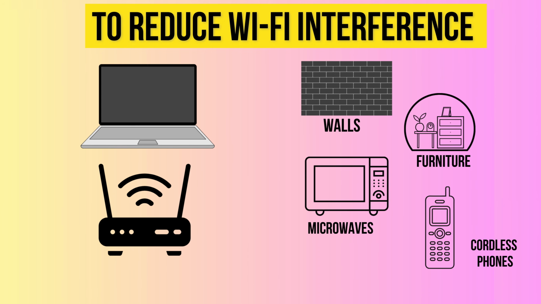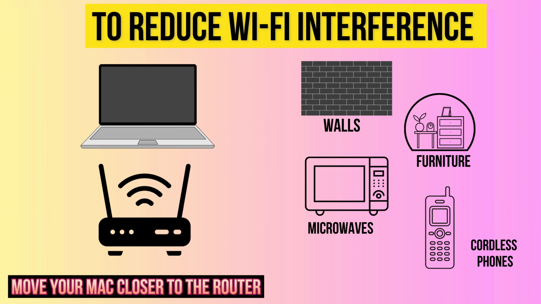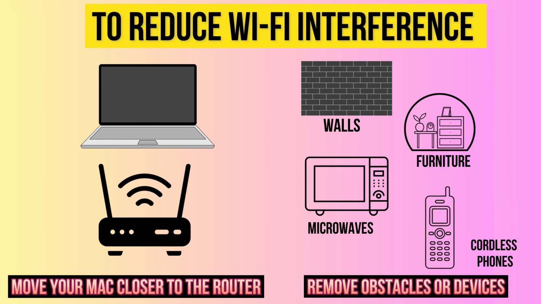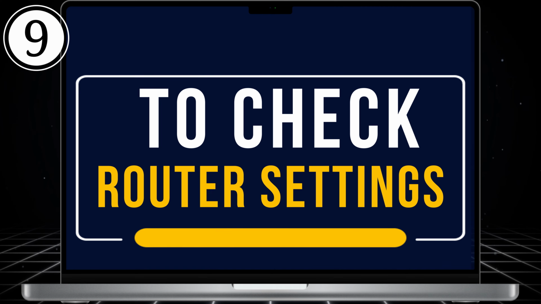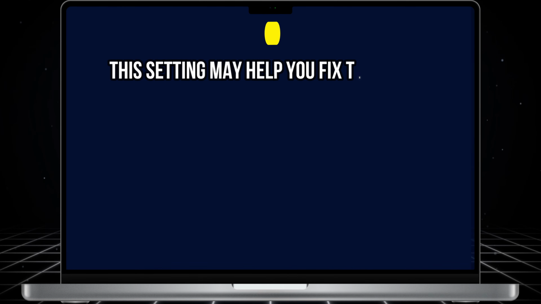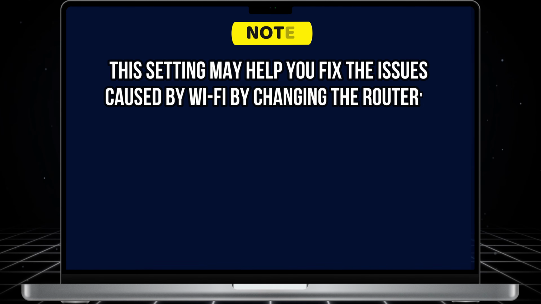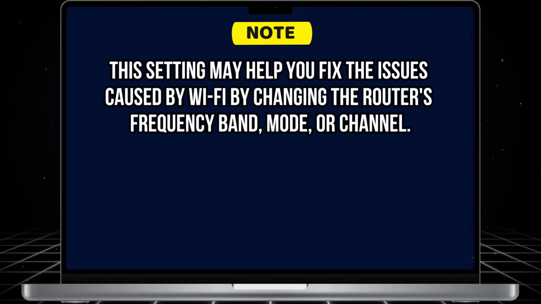To reduce Wi-Fi interference, move your Mac closer to the router and remove obstacles or devices that may cause interference, like walls, furniture, microwaves, or cordless phones. The ninth favorable solution is to check your router's settings. This setting may help you fix the issues caused by Wi-Fi by changing your router's frequency band, mode, or channel.